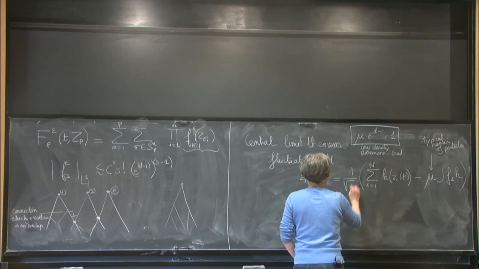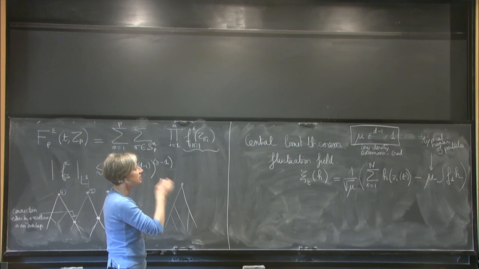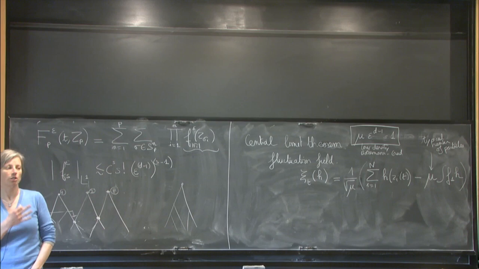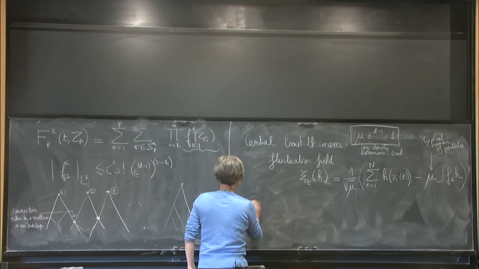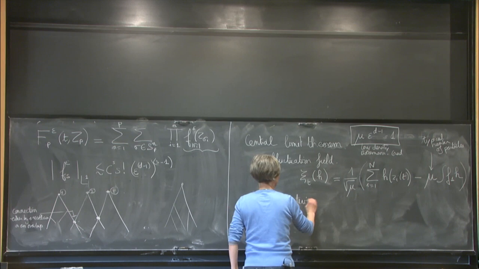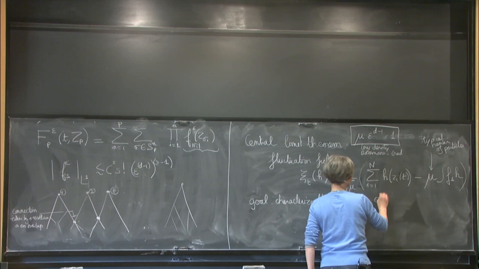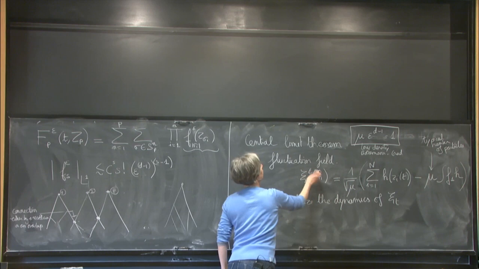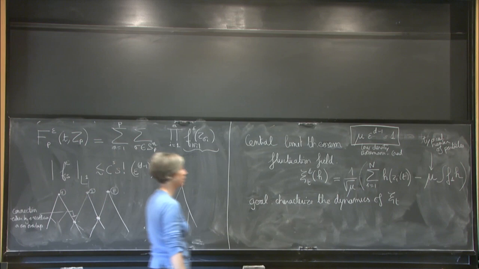What you would like to prove is that this fluctuation field will converge to something, and to try to characterize the dynamics of this something. So the goal is to characterize the dynamics of the fluctuation. Of course, here it still depends on epsilon, so what we would like to do is to look at the limit of this when epsilon tends to zero.